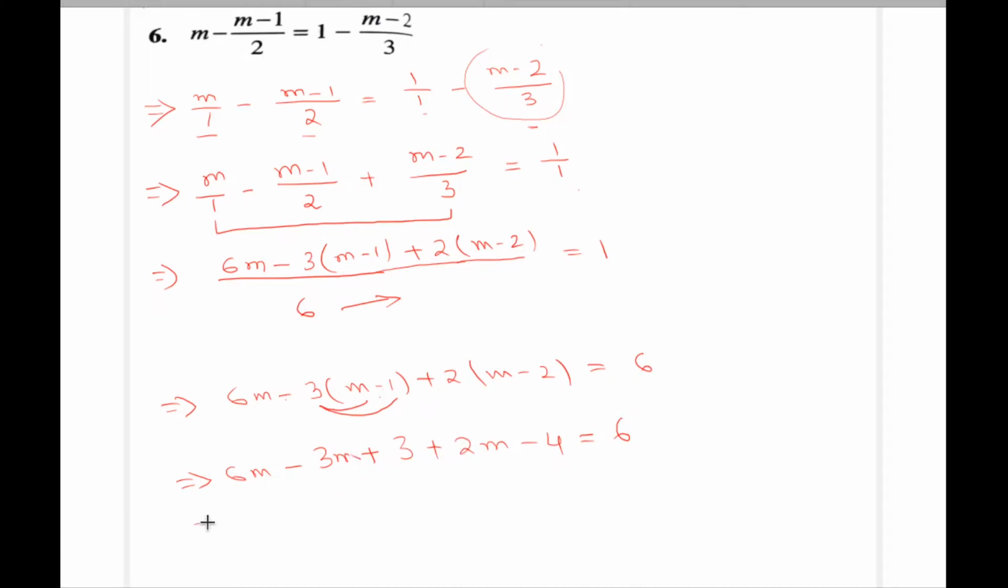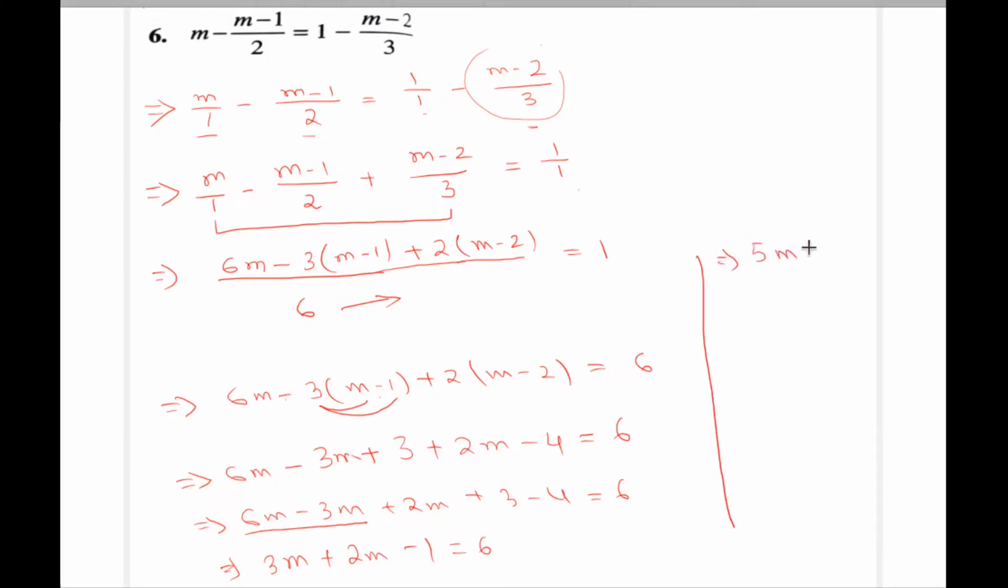Okay. Now we have to write all the variables together. 6m minus 3m plus 2m plus 3 minus 4 equals to 6. So this is 5m minus 1 equals to 6. So this implies 5m equals to 6 plus 1. So 5m equals to 7 or m equals to what we can write? 7 by 5. Okay. So the value of this variable m is 7 by 5.